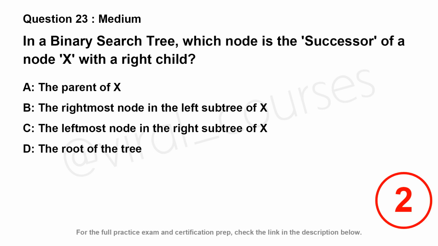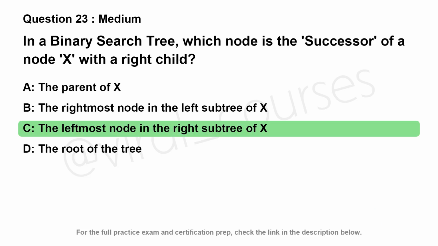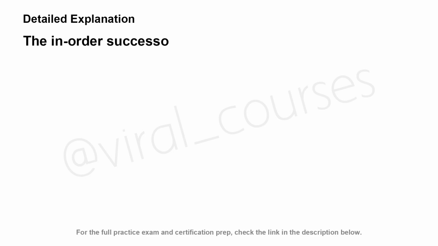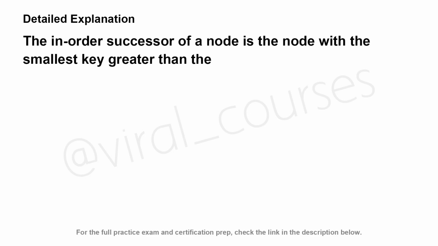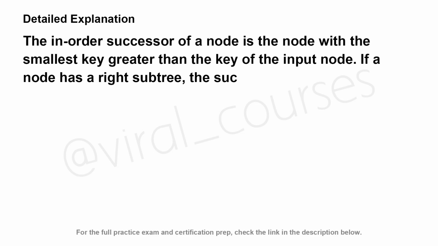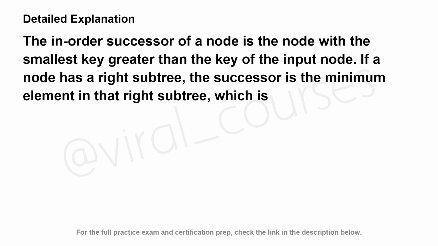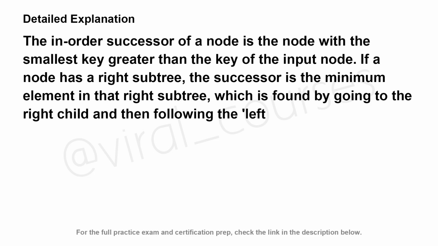The correct answer is C. The in-order successor of a node is the node with the smallest key greater than the key of the input node. If a node has a right subtree, the successor is the minimum element in that right subtree, which is found by going to the right child and then following the left pointers as far as possible.